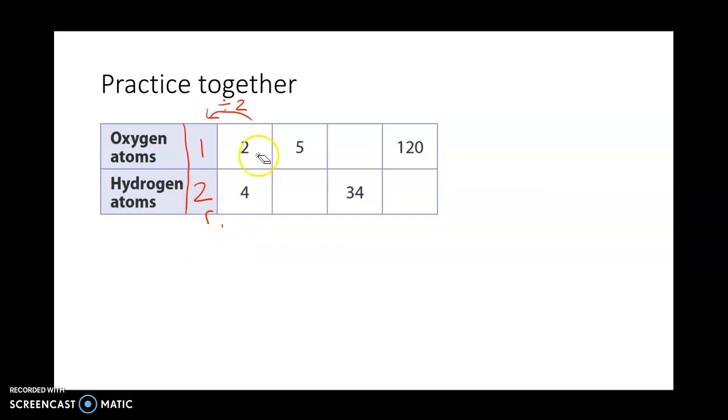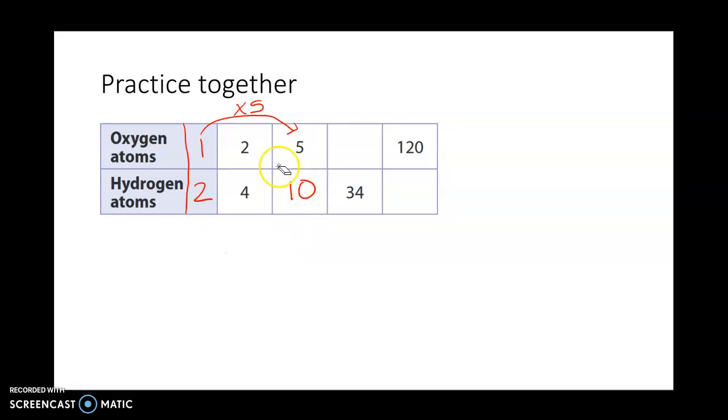All right, now I went backwards. Now I can go forwards. Because now 1 to 5, I do times 5. So whatever I do to the top, I have to do to the bottom. So I'm going to times 5. 5 times 2 is 10.